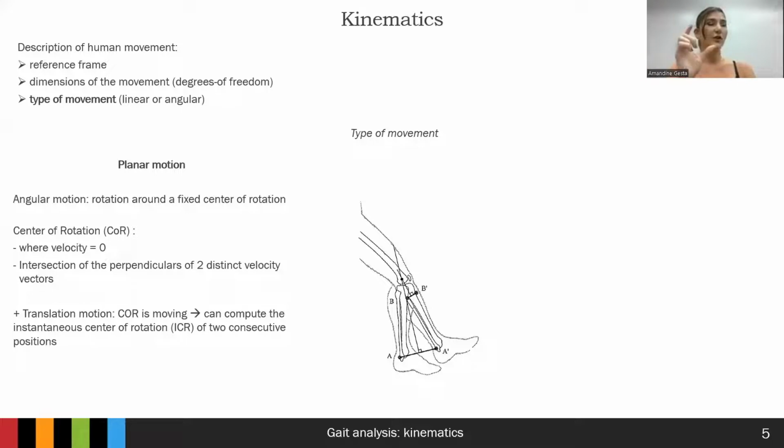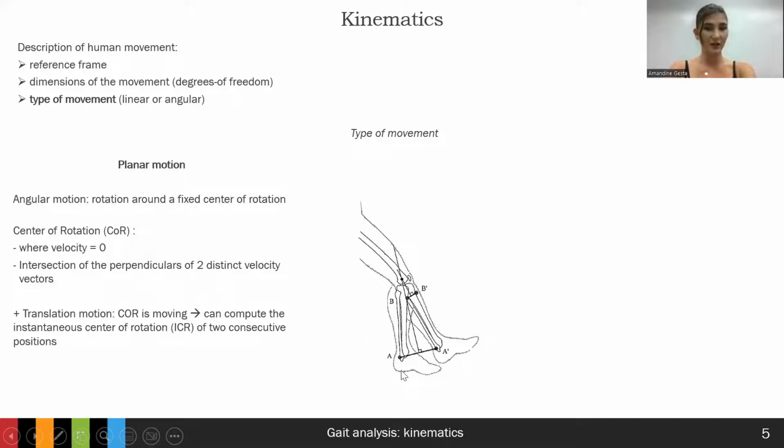So the center is going to move. So you need to compute this center of motion at different time moments. So this point would be the instantaneous center of rotation. And you would have to compute it with 2 consecutive positions.